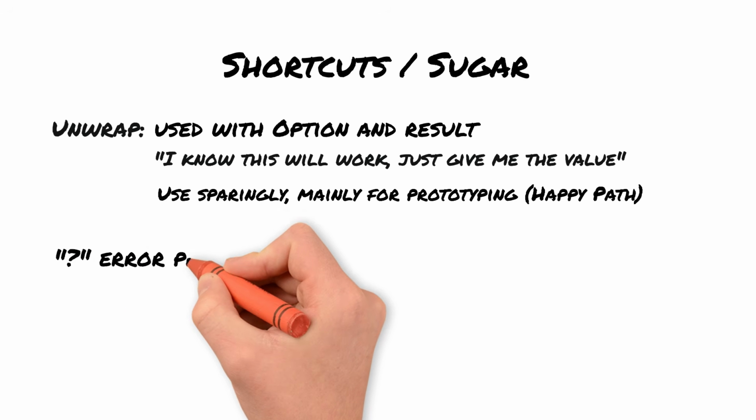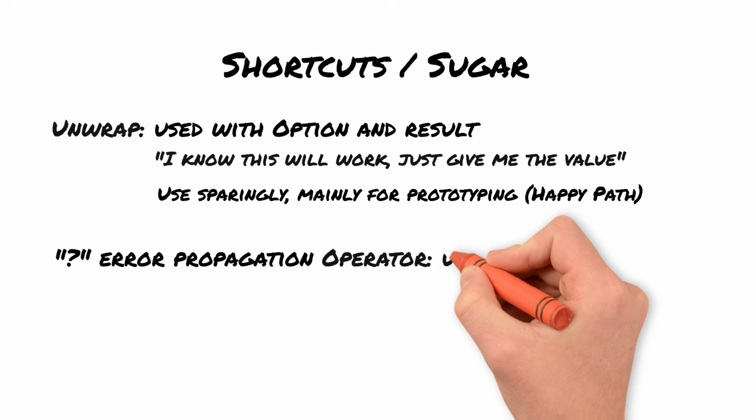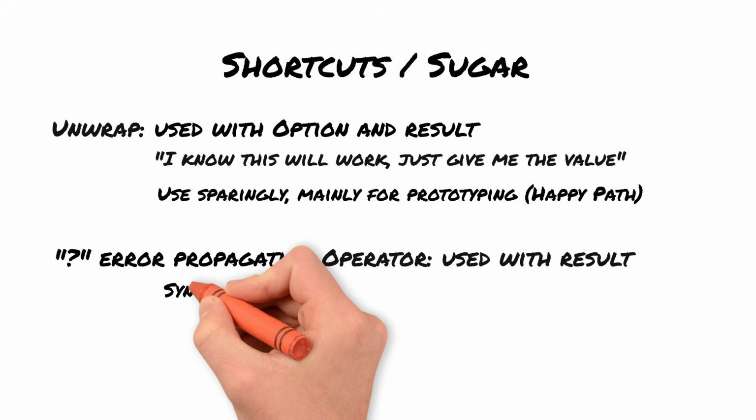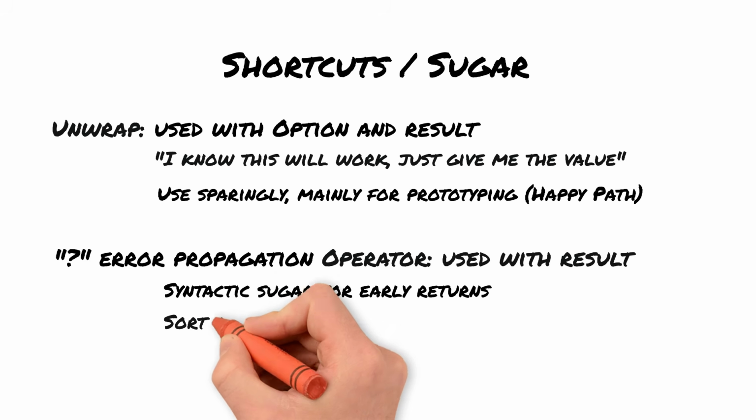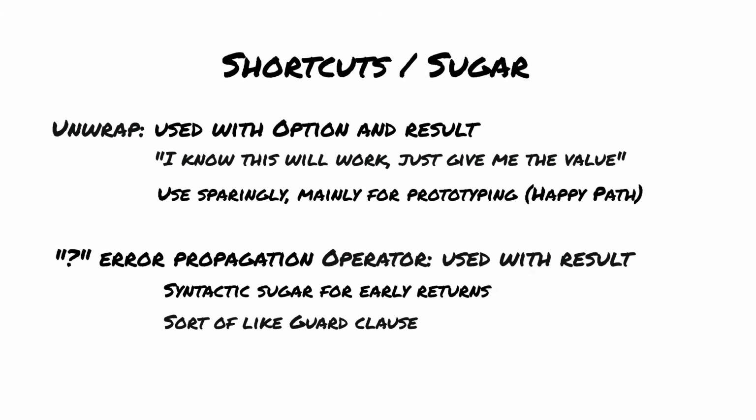The question mark or error propagation operator is used with result enums. It's syntactic sugar for early returns in the case of an error. You can kind of think of it like a guard clause.